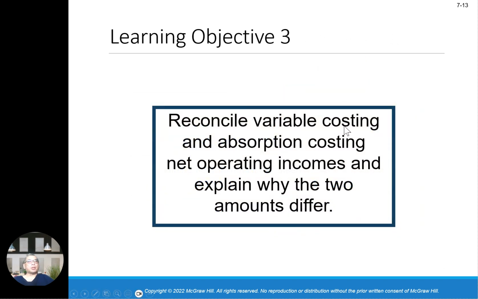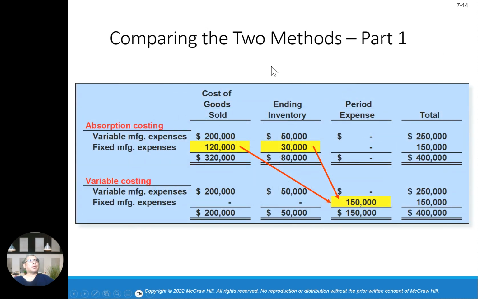Learning objective number 3: reconcile variable costing and absorption costing net operating incomes, and explain why the two amounts differ. Okay, look at the comparison of the two methods. Cost of goods sold under absorption costing will be $320,000, and the inventory is $80,000. Fixed manufacturing overhead cost is $150,000, because you've got $120,000 here and $30,000 here, but in variable costing it will be a period expense. You see the difference here. Okay, guys, this is the difference between absorption costing and variable costing. In variable costing, you're going to expense out the fixed manufacturing overhead.